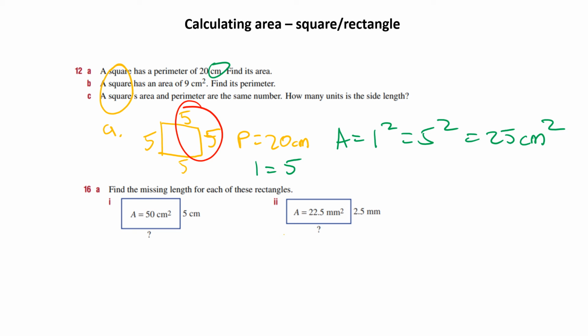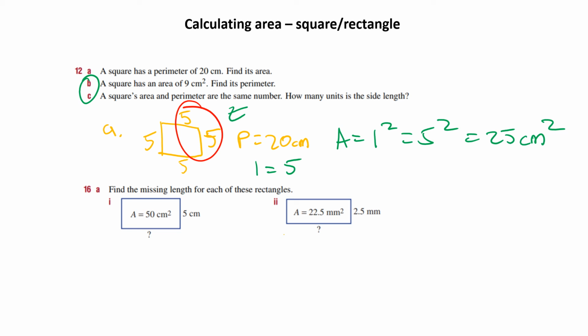You're going to have to do similar types of questions in these ones. In the next one, you're going to go from area. What number multiplied by itself will give you 9? You're going to use the same sort of thinking as there, but I'm not going to give you the answer to that one. In this case, find the missing length for each of these rectangles.